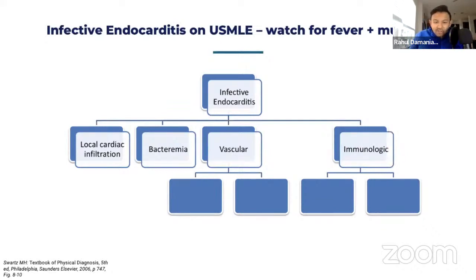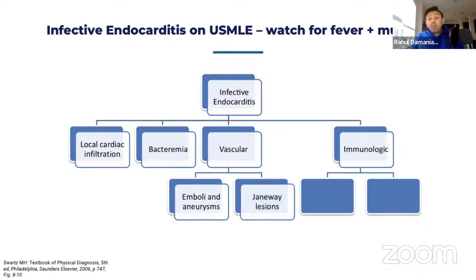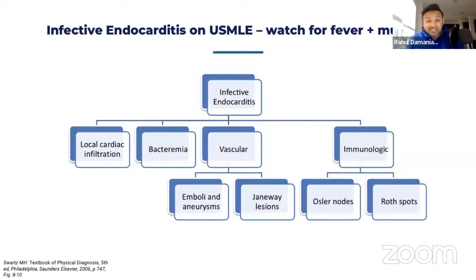So what are the vascular phenomena? Vascular phenomena are going to be these bacterial emboli, the aneurysms that can occur. You can also have Janeway lesions that are painless. The immunologic phenomena, remember, that is antigen antibody deposits. That can be known as your Osler nodes, as well as your Roth spots that are seen in the retina.